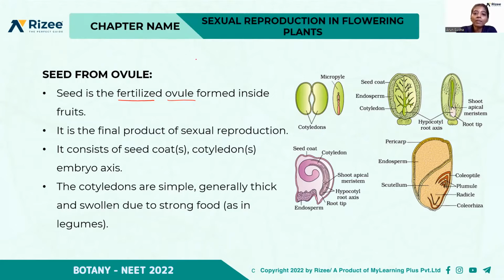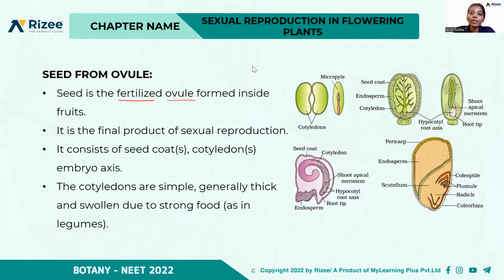So we saw that after fertilization, what are the changes? First, we saw the structure of the ovule, right? What are the structures present in the ovule? In the middle is the embryo sac, surrounded by the nucellus and then the outer integuments. All these structures which are present in the ovule are now converted into a seed. Seed is nothing but the fertilized ovule which is formed inside the fruit.